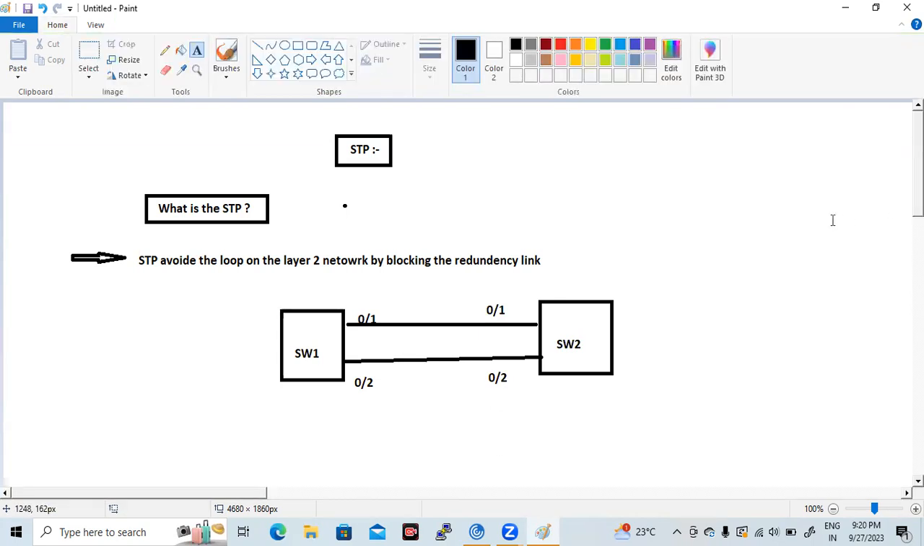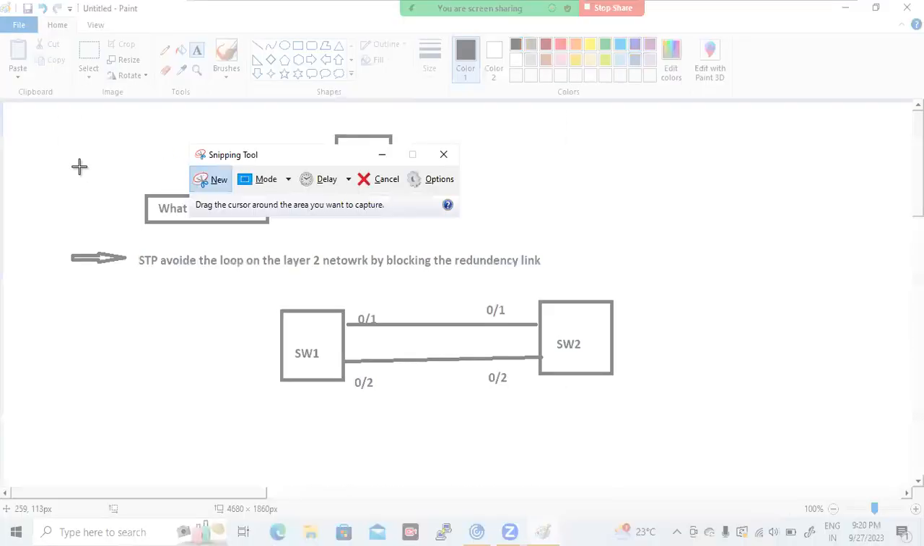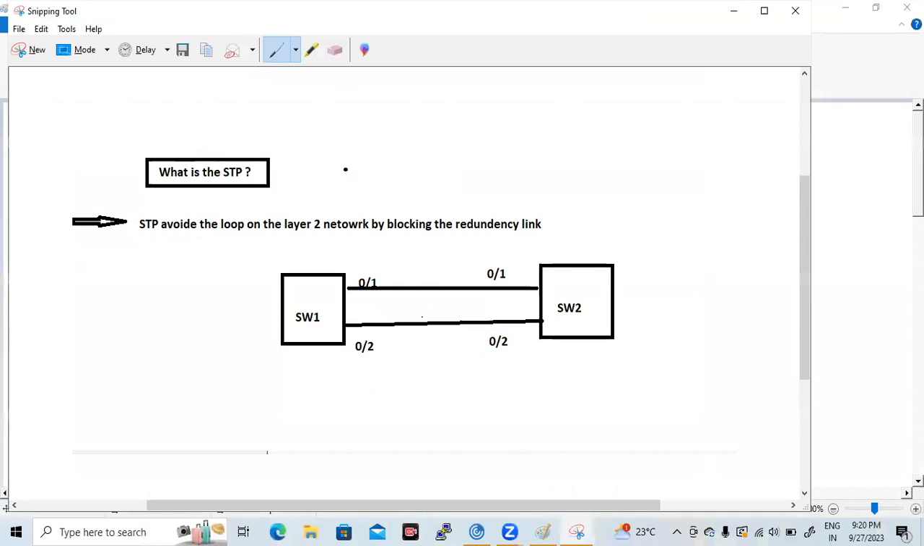If you want to connect with spanning tree, this is simple. If you connect a single link, it will work, right? It is going to pass the traffic. Suppose we don't have this second link. If you have a single link between the switches and we make this a trunk, it will pass the traffic.